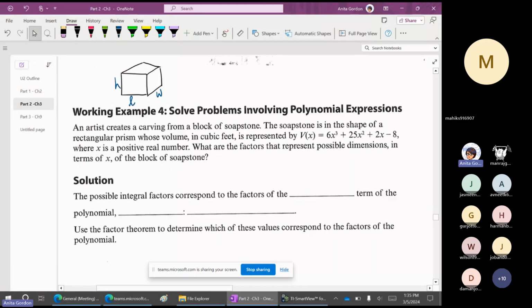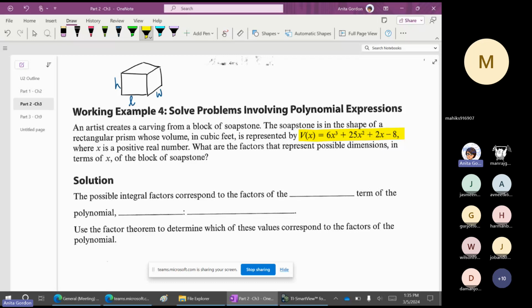Okay, an artist creates a carving from a block of soapstone. The soapstone is in the shape of a rectangular prism whose volume is in cubic feet, represented by the volume equation V of x equals 6x cubed plus 25x squared plus 2x minus 8, where x is a positive real number. What are the factors that represent possible dimensions of this block?